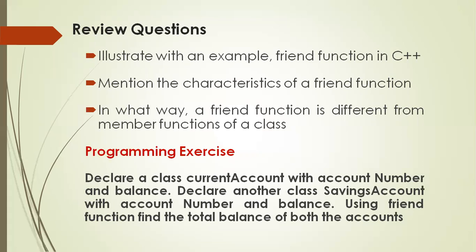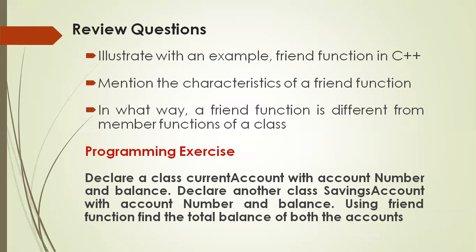So here, in the previous example, I have given one example illustrating friend function involving two classes. One is the husband class, the other one is the wife class. And exactly similar to that one, you can do it as an assignment. Declare a class called current account. So instead of husband, here we have current account. What are the details of the husband class? Name and salary. Instead of name and salary, we have two members, account number and balance. Account number, you make it as integer. Balance, you make it as long integer.